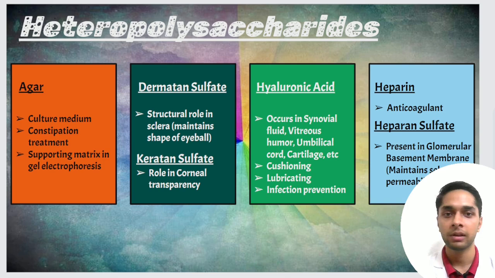Heparin is an anticoagulant synthesized by mast cells. Heparan sulfate is present in the glomerular basement membrane and it helps maintain selective permeability, which is important for renal function.